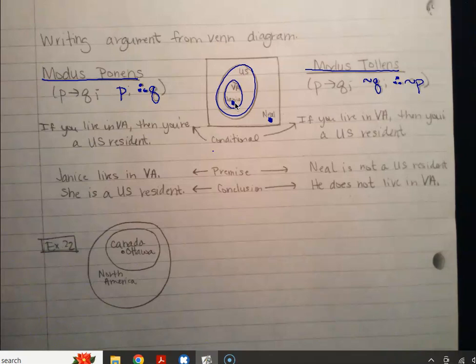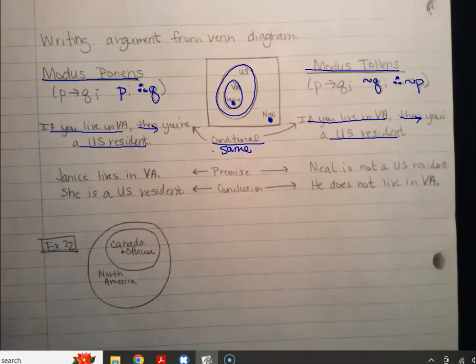When we're writing an argument from this, we're saying, if you live in Virginia, then you're a US resident. That makes sense because then you live in the US. That's the same conditional for both of these. If you live in Virginia, then you're a US resident. It's the premise and the conclusion that change.